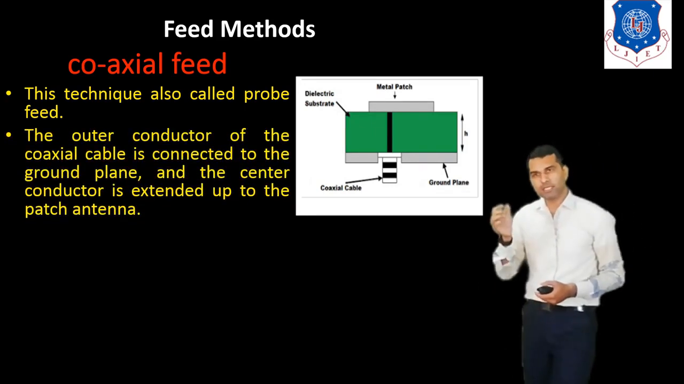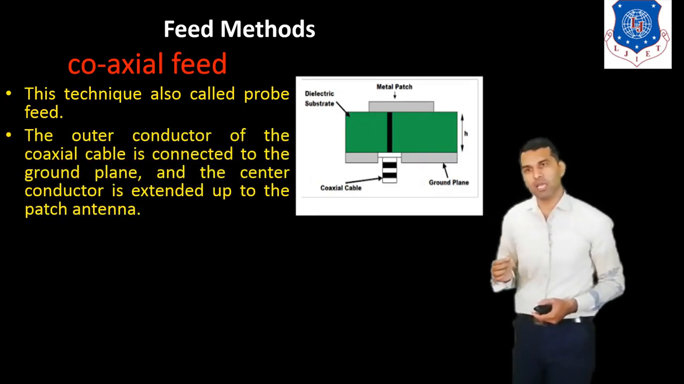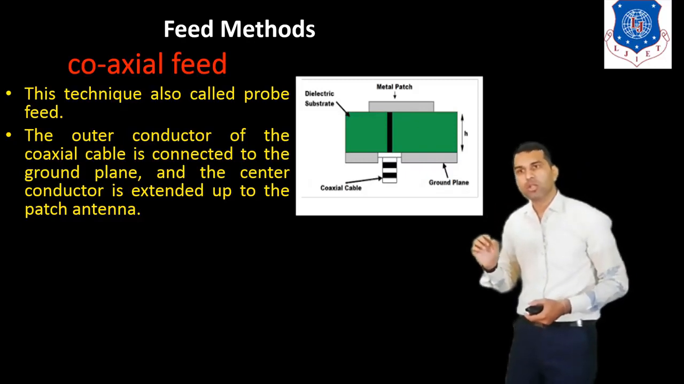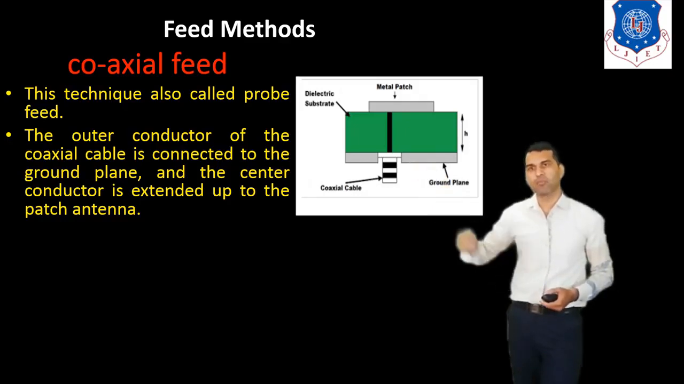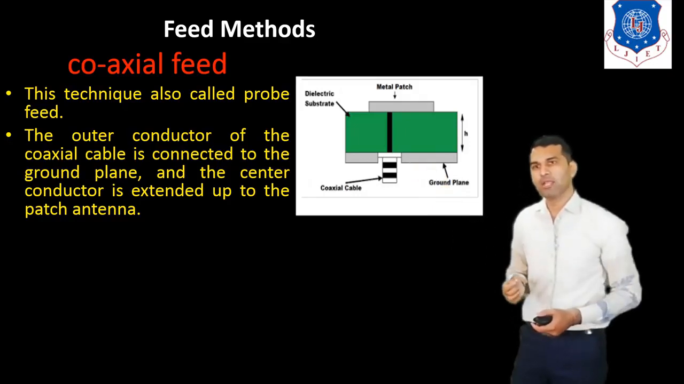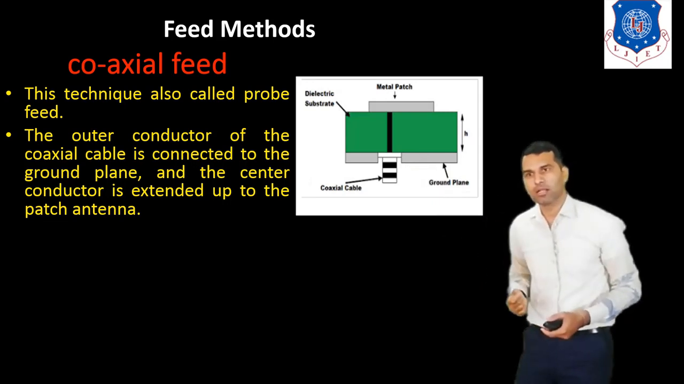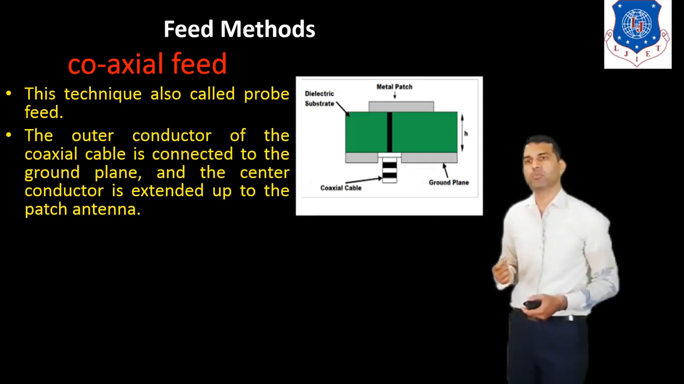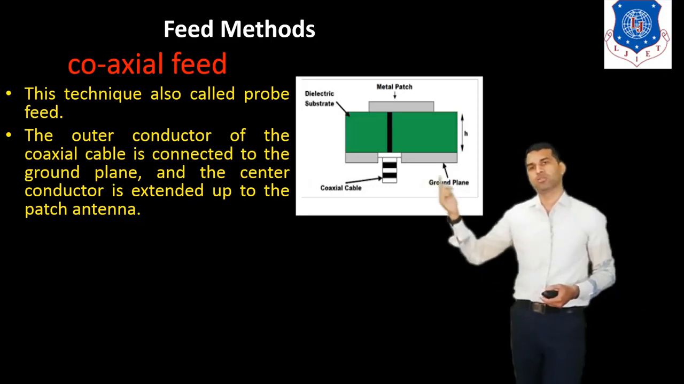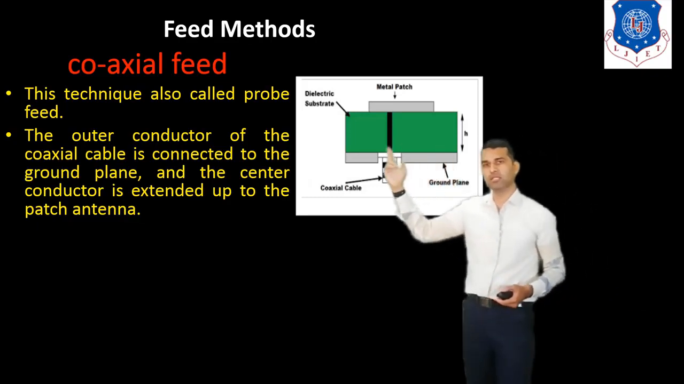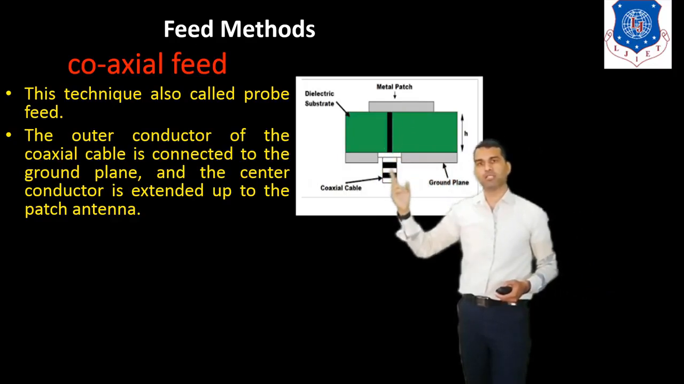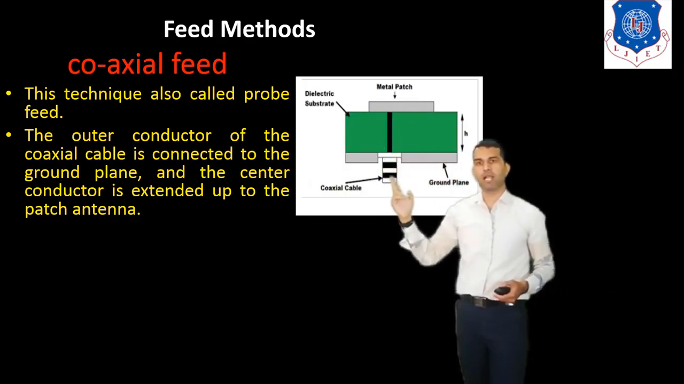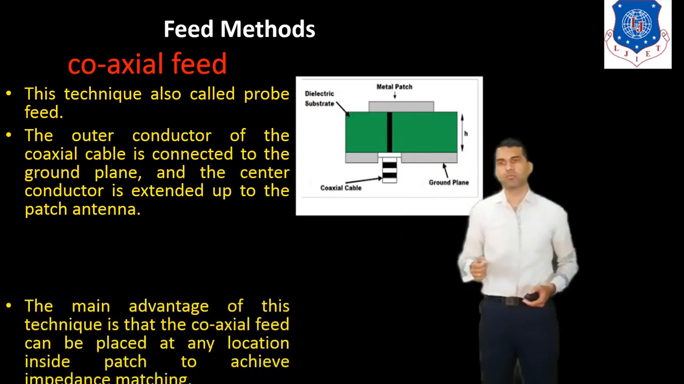The outer conductor of the coaxial cable is connected to the ground plane. So here in this figure we can see the outer conductor is connected with the ground plane, and the center conductor is extended up to the patch antenna. The black line is the center conductor, which is extended up to the patch, and the outer conductor is connected with the ground plane.